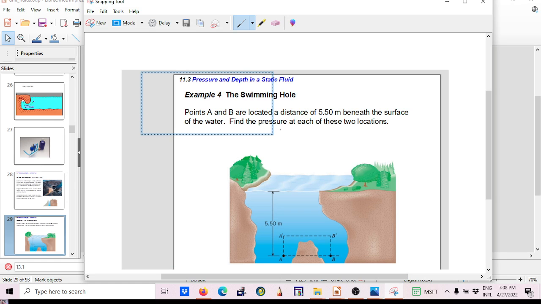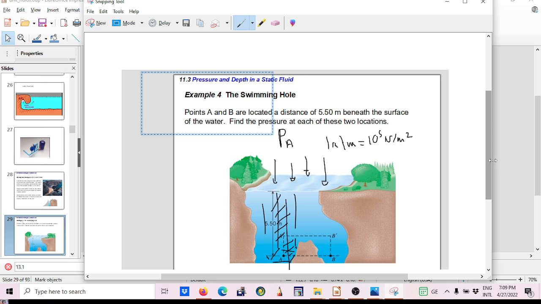So pressure at A, okay, it will be just because of the water. And then here, what do you have here? You have one atmosphere, right? Which is 10 to the 5 Newton per meter squared. And in addition to that, at A, you're going to have the pressure because of the water above. You can think of that water here pushing down, the weight of the water pushing down.